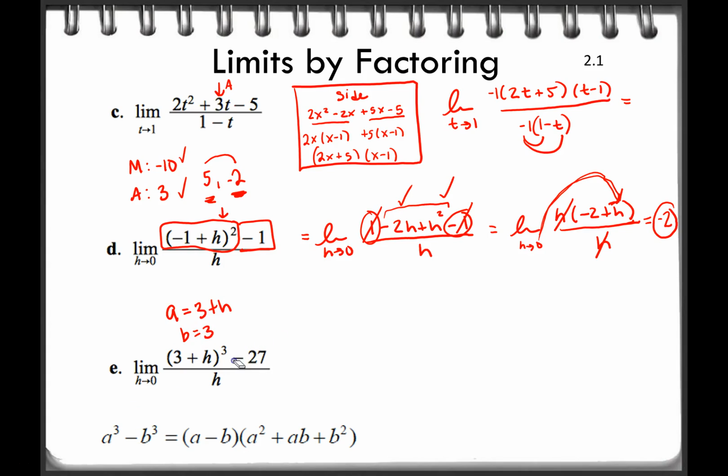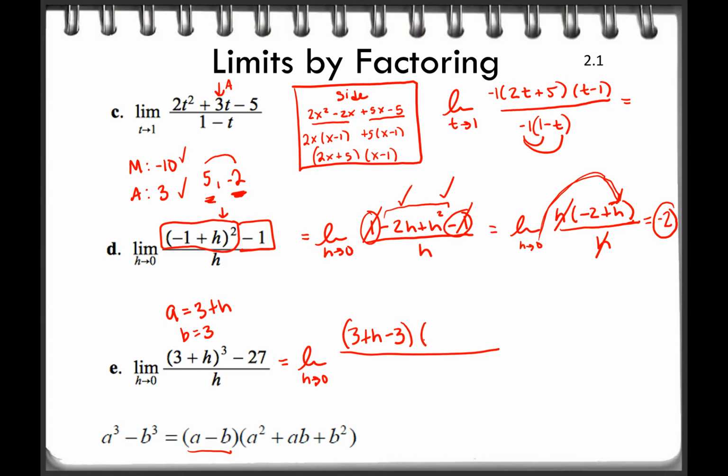Okay, so let's factor the numerator. And don't forget, I know you're going to be sloppy about this. I've seen it my whole life. Make sure you rewrite the h approaches 0 with the limit. So now I'm going to write a minus b. So that's going to be, a is going to be 3 plus h, and then minus b is going to be minus 3.